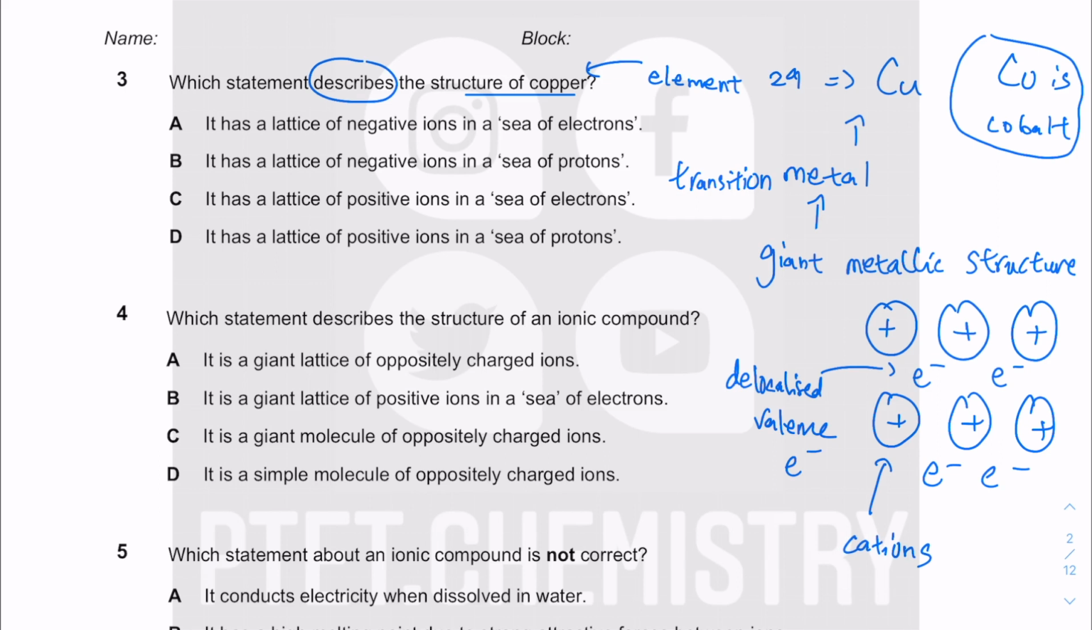So we have a lattice of cations or positive ions. So negative ions is out. Positive ion is correct, but you don't have it in a sea of protons. You have it in a sea of valence electrons. The valence electrons get delocalized to form this sea of delocalized valence electrons, where the positive cations sit nicely in between, attracted by strong metallic bonds between the cations and the sea of delocalized valence electrons.